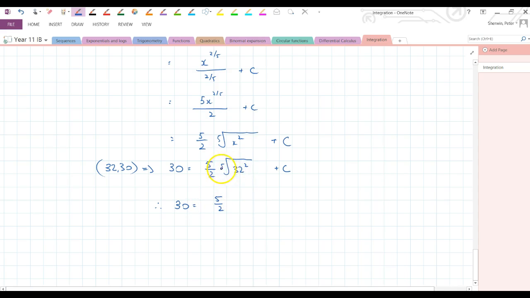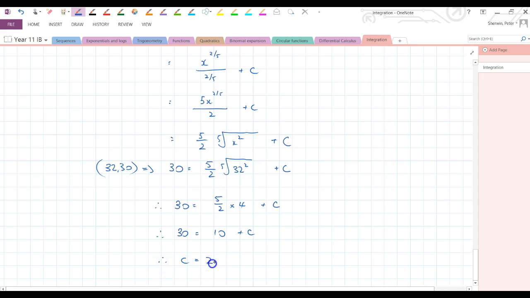Right, now how do we do this? This is the fifth root. I'm not going to square 32 first and then take the fifth root. I'm going to take the fifth root of 32, which is 2, and then square it to get 4. That's much easier. Therefore, 30 equals 5 over 2 times 4, which is 10, plus c.